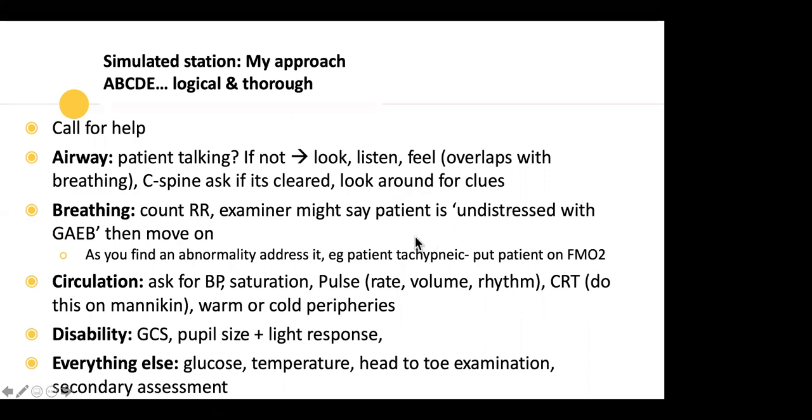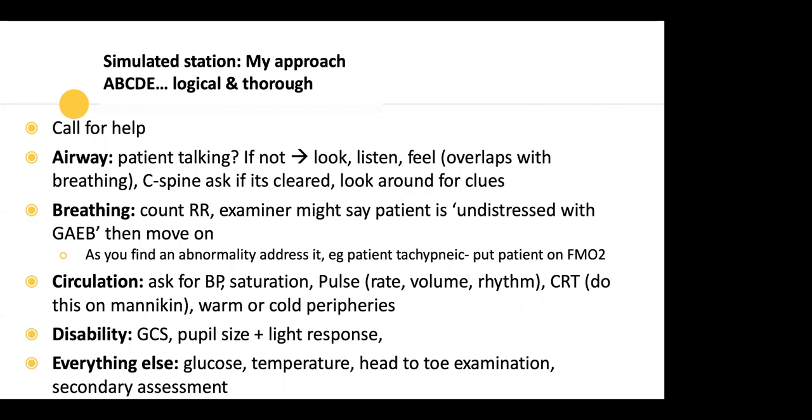In terms of breathing, say you would count the respiratory rate, they'll probably stop you and just say, that's fine, the respiratory rate is 16. Then you can say, okay, that's normal. So keep feeding back and keep saying what you're thinking, because each thing you say or do actually scores you points. And then say you'd listen to the chest, and they'll probably say to you, patient has good air entry bilaterally, patient is under stress. Then just move on to circulation.